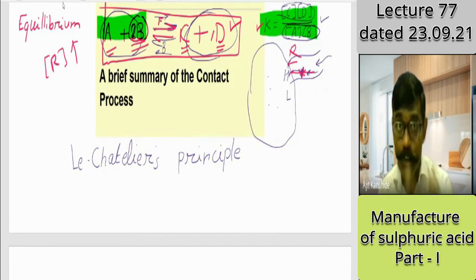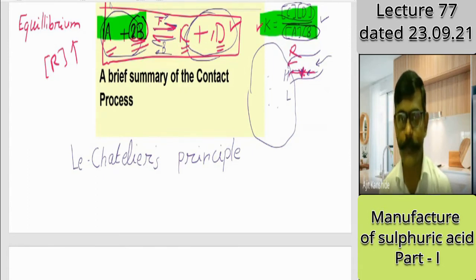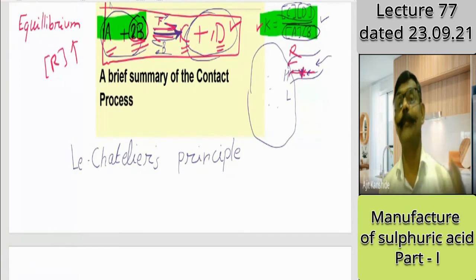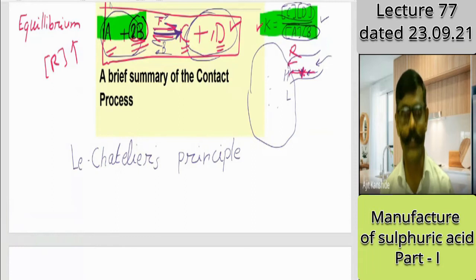If the concentration of reactant is high, then answer my question: where will this reaction shift? To the right side or to the left side, forward or backward? Forward. Yes, absolutely. The reaction will shift to the right side, in the forward direction, because the reactants are powerful. So they will shift the reaction to the forward side. Is the concept clear to you now?